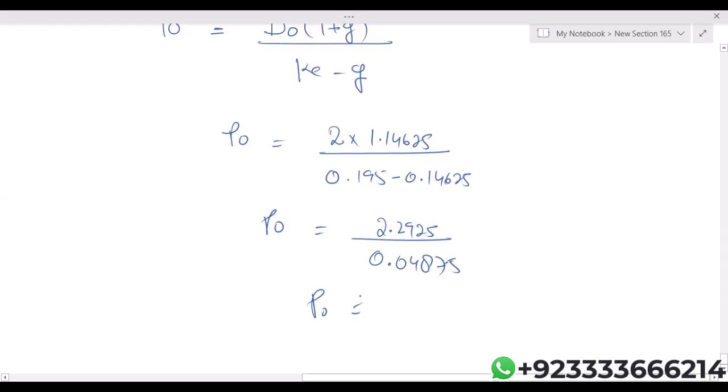2.2925 P naught. Students, I'm getting 47. So I think with a little bit of rounding off, maybe students are having different answers. I hope this calculation is clear to everyone. Quickly reply, please. This calculation is clear to everyone, yes or no? Okay.